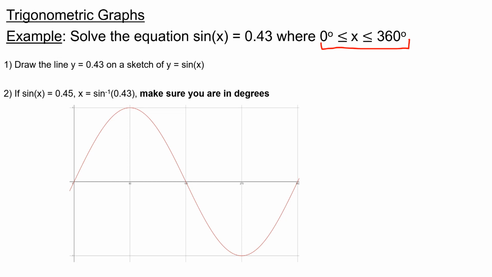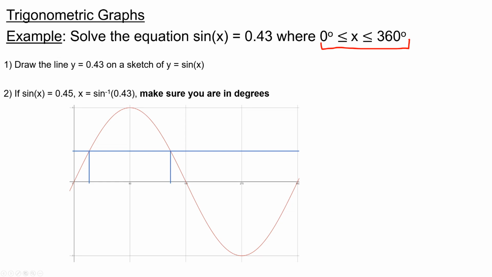Now, what I'm going to do is draw the line y is equal to 0.43. And if you remember, this is a horizontal line at 0.43. Now, wherever the line that we've just drawn hits the graph will correspond to a solution to the equation.